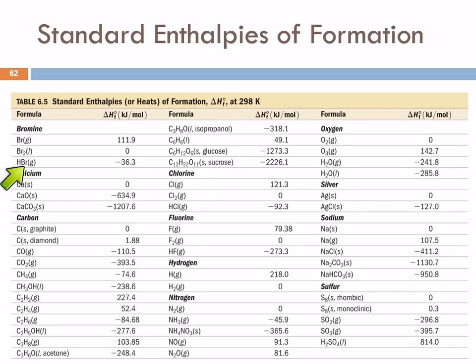When HBr forms from its elements in their standard states, the heat of formation for that is negative 36.3. This being a negative number tells us that that's releasing energy. That's probably something that's going to happen fairly easily, as opposed to things with a positive heat of formation. Not always, but likely are not going to be spontaneous. You're going to have to make them happen. Any questions?